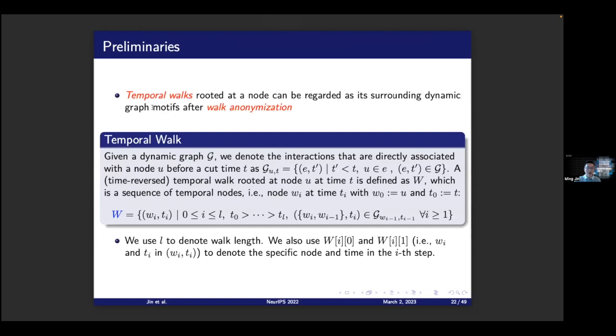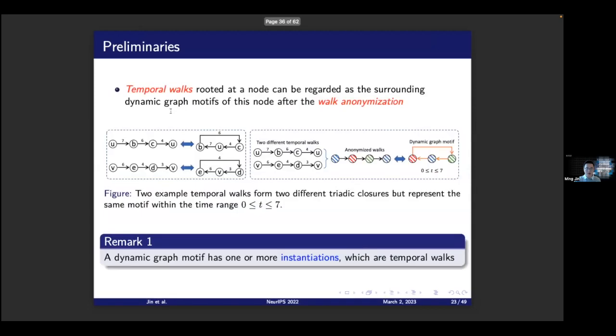And here is the definition of the temporal walk. It's quite similar to the temporal walk that I mentioned in the previous slide in the related work, but the definition we use here is the time-reversed version. That means the edge time here is in descending order instead of ascending order. And as I said, after the anonymization, we can effectively transform the temporal walks into dynamic graph motifs. So that's why we have this example to elaborate the idea behind.